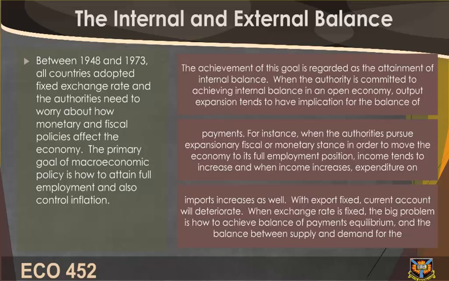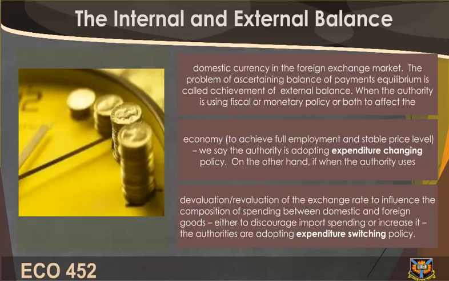When exchange rate is fixed, the big problem is how to achieve balance of payments equilibrium and the balance between supply and demand for the domestic currency in the foreign exchange market. The problem of ascertaining balance of payments equilibrium is called achievement of external balance.